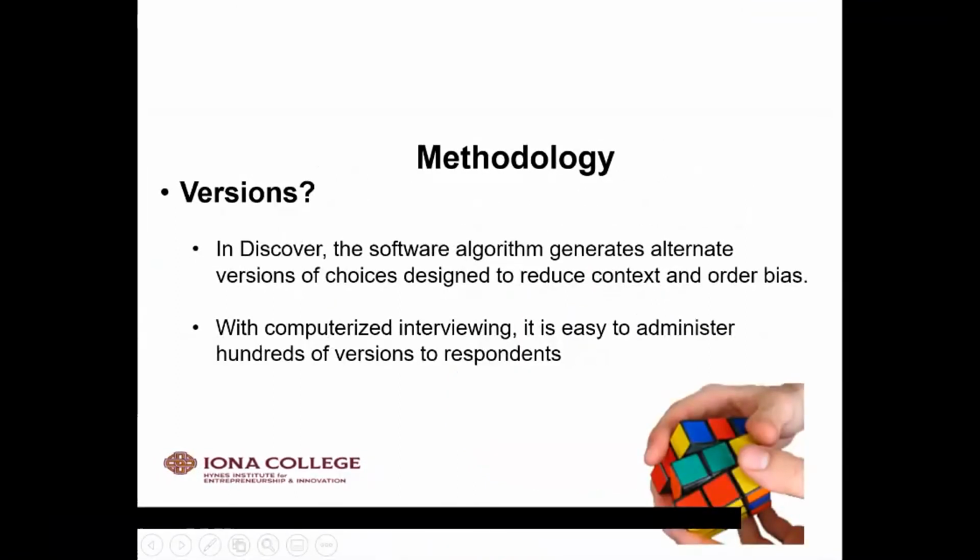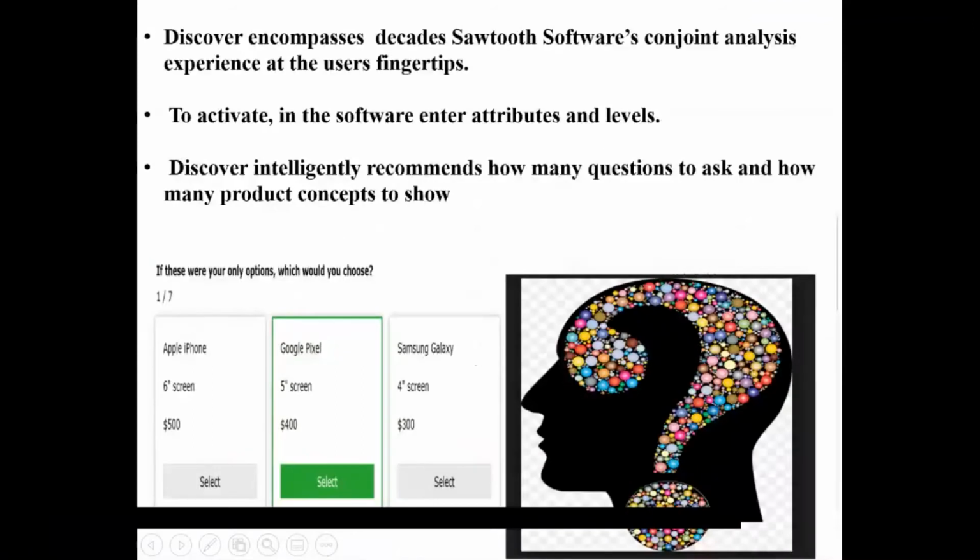With conjoint analysis, the algorithm generates alternate versions of choices designed to reduce context and order bias. And with computerized interviewing, it's easy to administer hundreds of versions to respondents, so no one sees all of the same versions at once. It's multiple combinations, something that you would not be able to do manually.